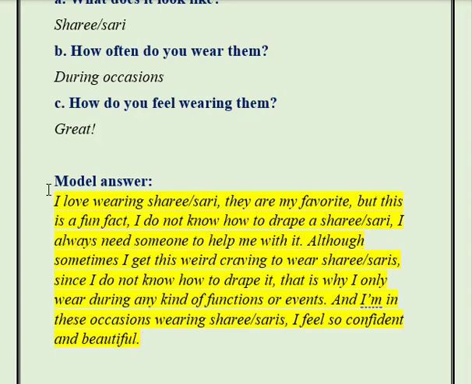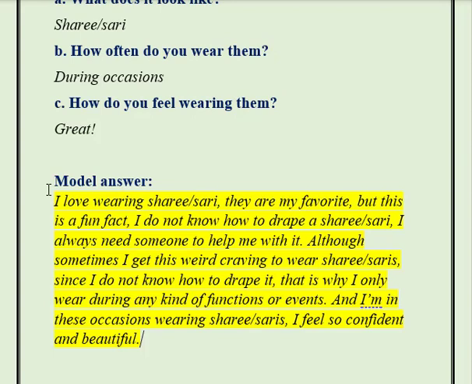Although sometimes I get this weird craving to wear saris, since I do not know how to drape it, that is why I only wear it during any kind of functions or events. And when I am on these occasions wearing saris, I feel so confident and beautiful.